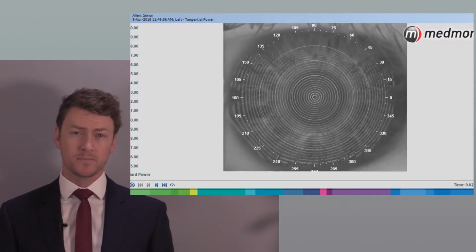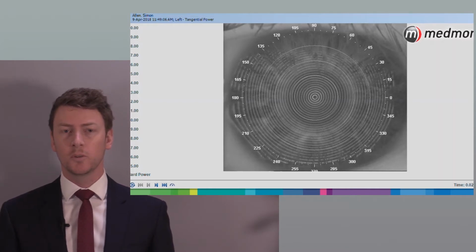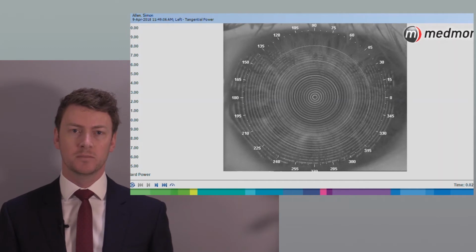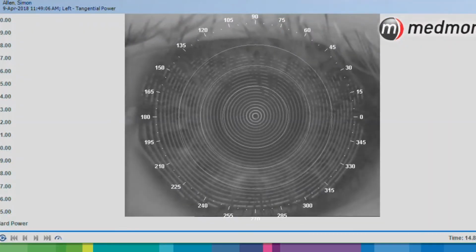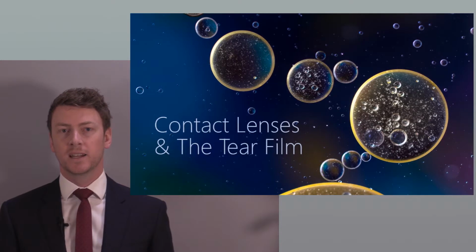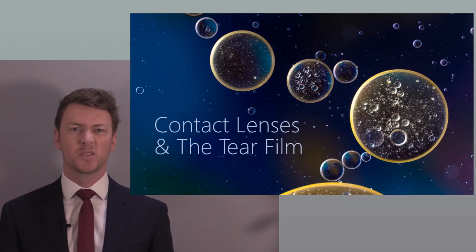Pretty impressive, right? There's almost no change in those mires at all. So if your patients are looking to you for advice on how to achieve comfort and vision, which lens are you going to fit them with? This one? Or are you going to fit them with Dailies Total 1 and give them clarity and comfort? So, before we look at how Dailies Total 1 can perform like that, let's take a step back and look at the tear film.